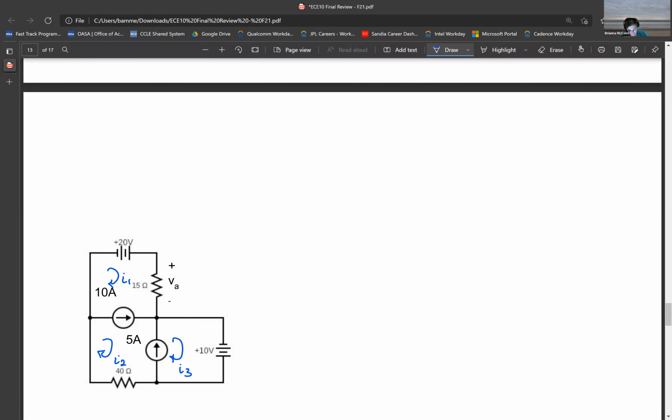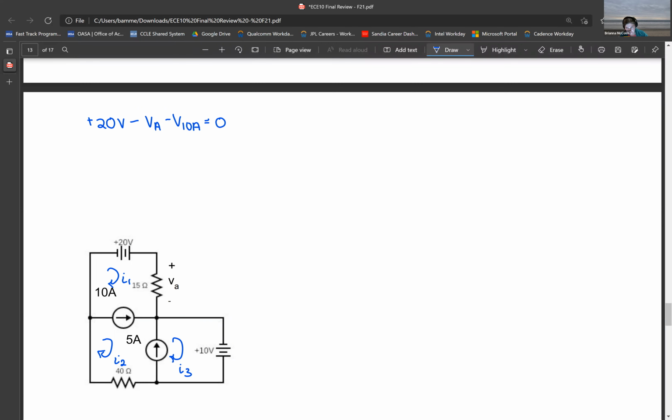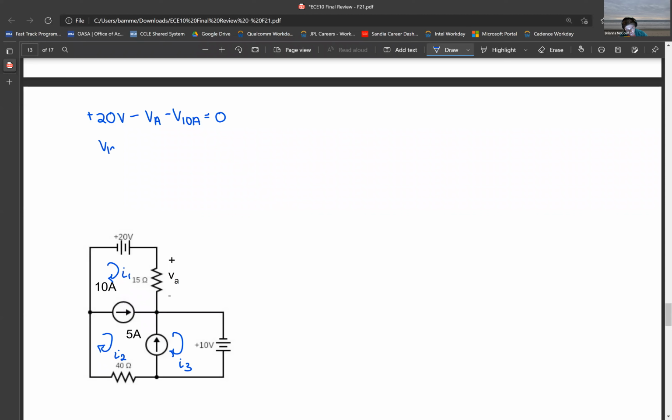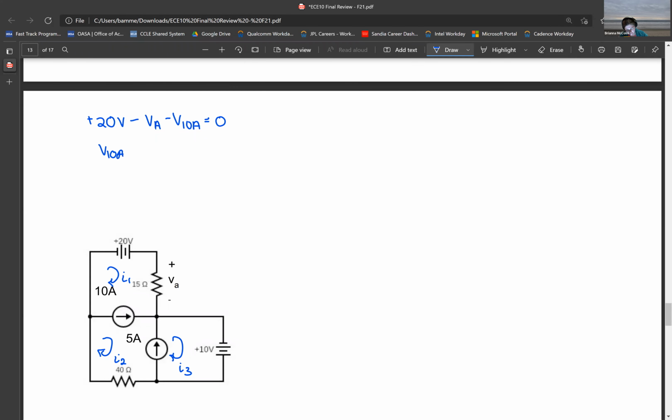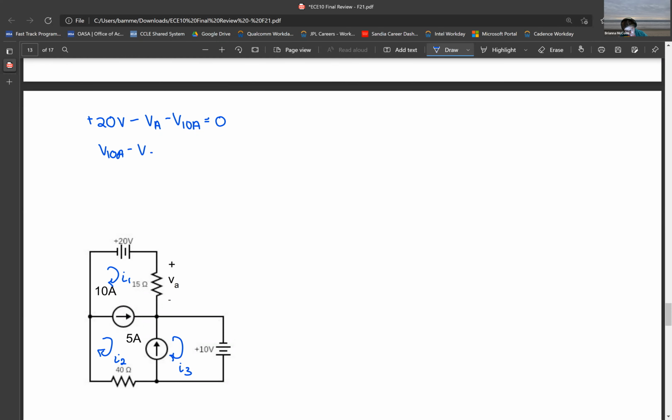So if we start going around the first mesh in terms of KVL, we have plus 20 volts. And then we have minus the voltage drop across VA, which is the resistor, and then minus the voltage drop across the 10 amp current source. And then if we go around mesh 2, we have the voltage across the 10 amp current source. And then we have minus the voltage across the 5 amp current source. And then we have minus the voltage across the 40 ohm resistor.